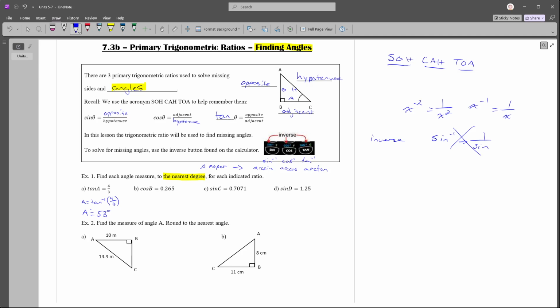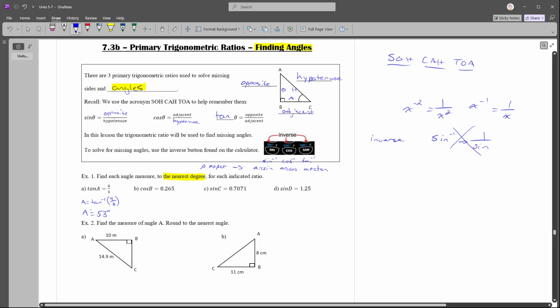Let me just check something on my calculator real quick. Make sure I am getting the numbers I want. Yes. There we go. Alrighty.